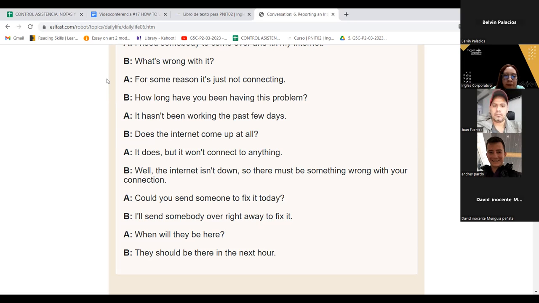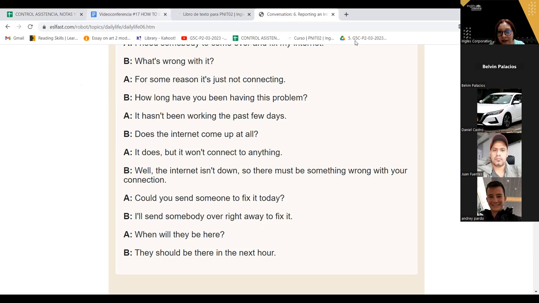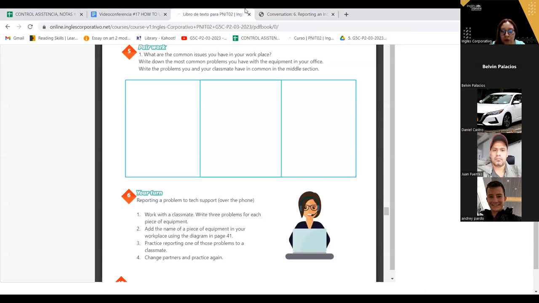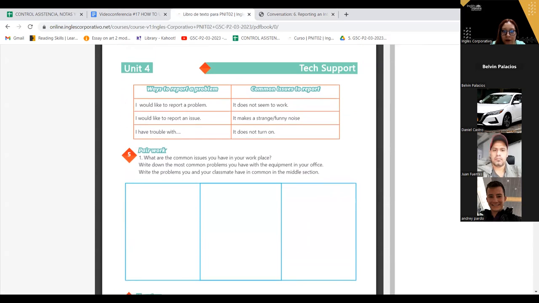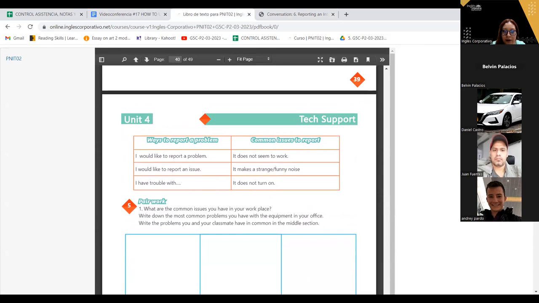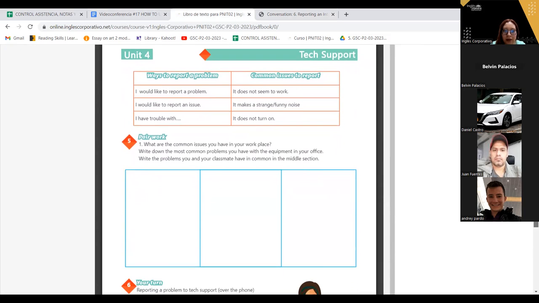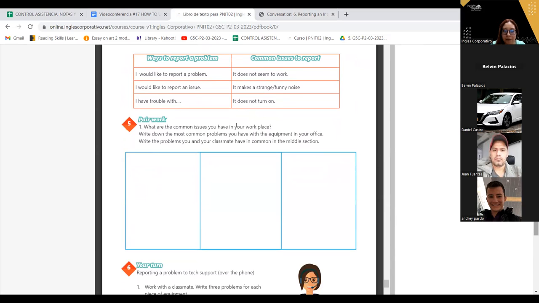Perfect, very good job. Okay, so that's an example of a conversation between a technical support person and a customer, right? And now we're going to be discussing what's in the student's manual. Okay, here on page 40, I want you to check here, right? It says number one.